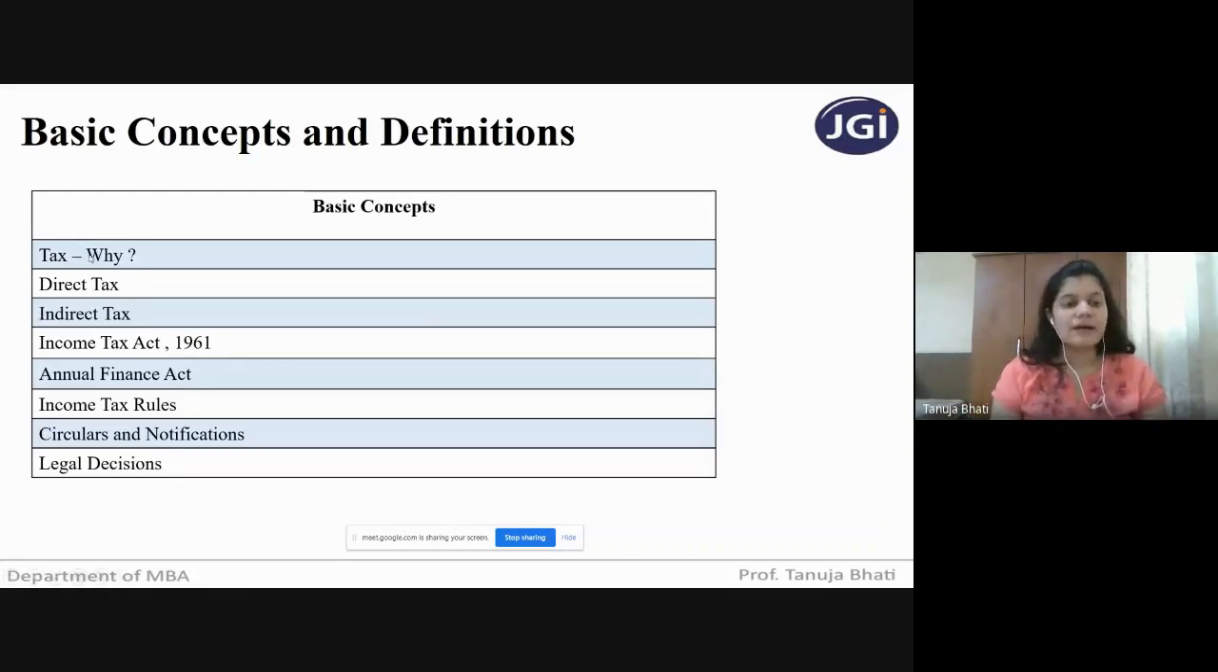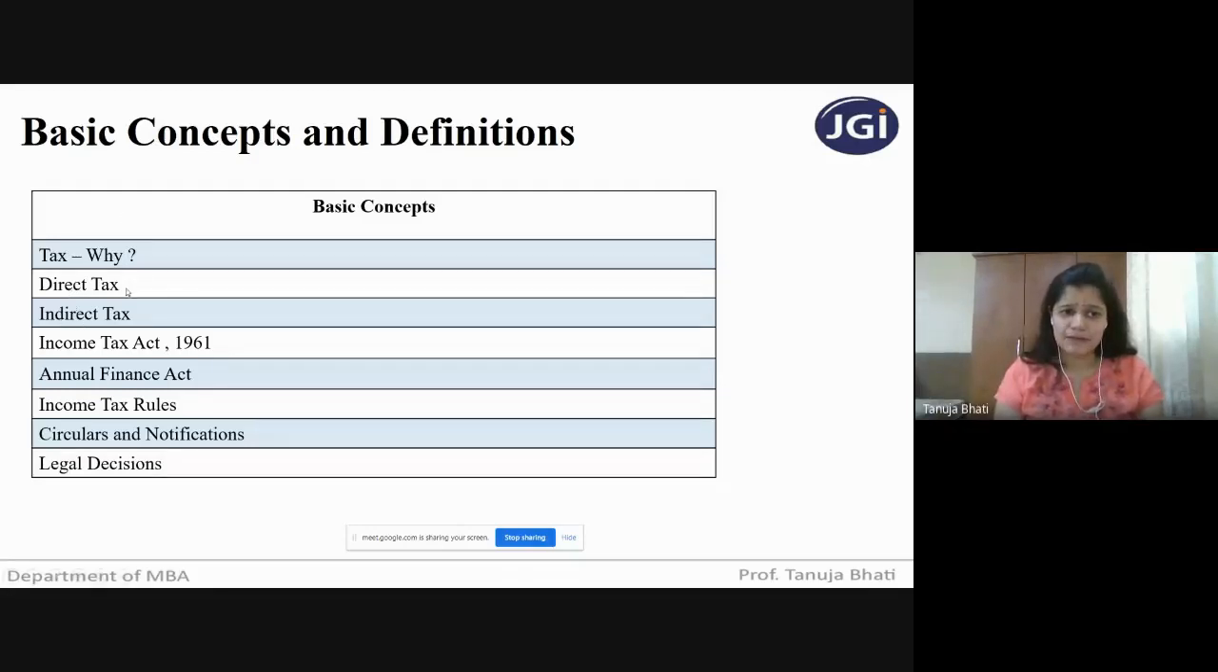Is it clear? Okay. Now let us understand what is direct tax and indirect tax. Tax is divided into two types, direct tax and indirect tax. First let us understand direct tax. Direct tax is a tax that is paid directly to the government by an individual who is earning income. So the burden of tax is directly on the person who pays it to the government.